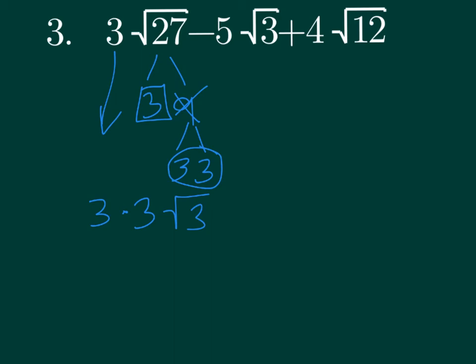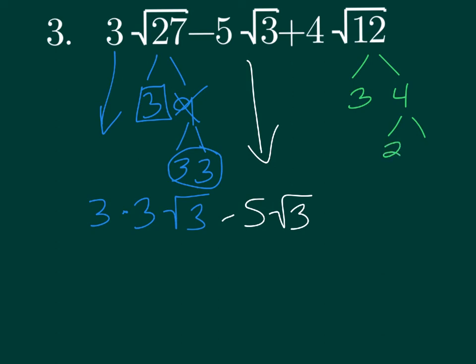Oh, that's a good thing. So we don't really have to do anything with the second one. We're just going to drop this part straight down. We're going to do minus 5 square root 3. And then we simplify the 12. That would be 3 and 4. Break up our 4. That's a pair of 2's.